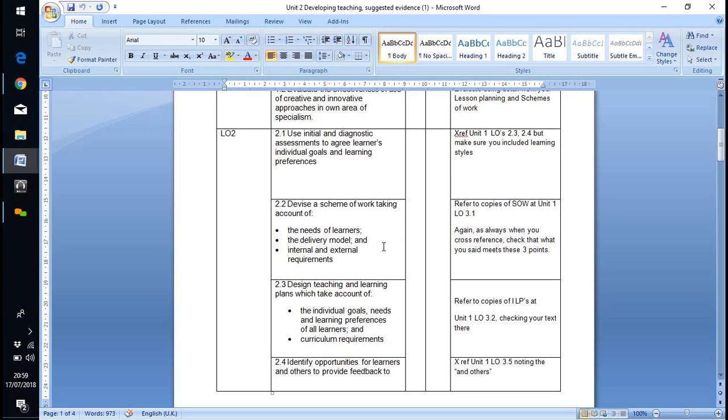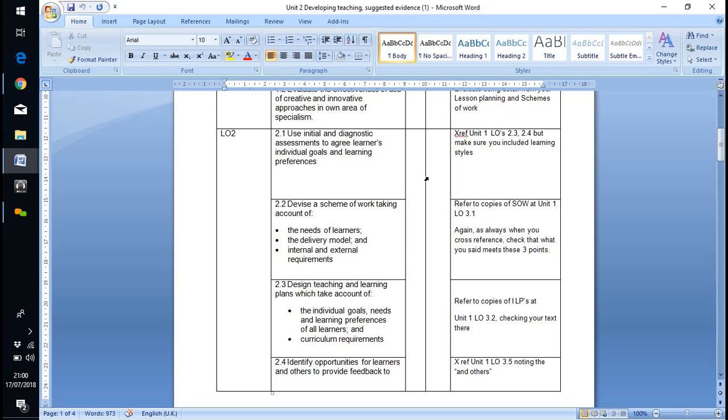Once you've read it, you might feel it doesn't say really anything about the delivery model. You can then put a cross-reference on 2.3 and 2.4 and just a quick explanation of what delivery models you use and why, rather than having to write a whole piece again.